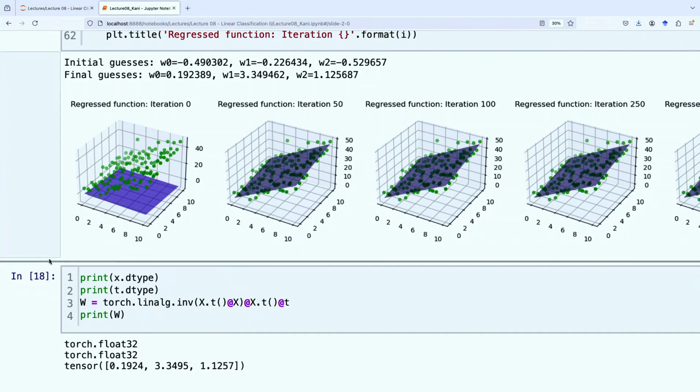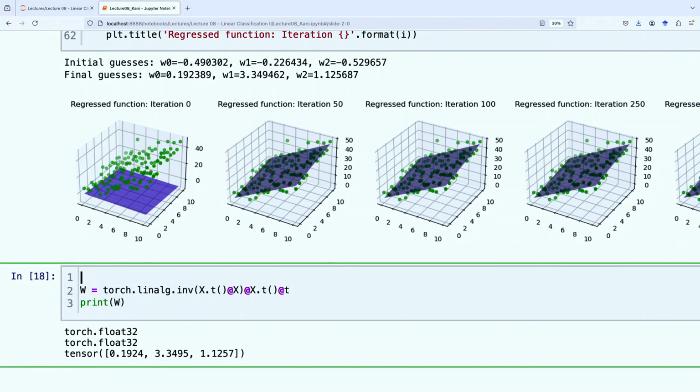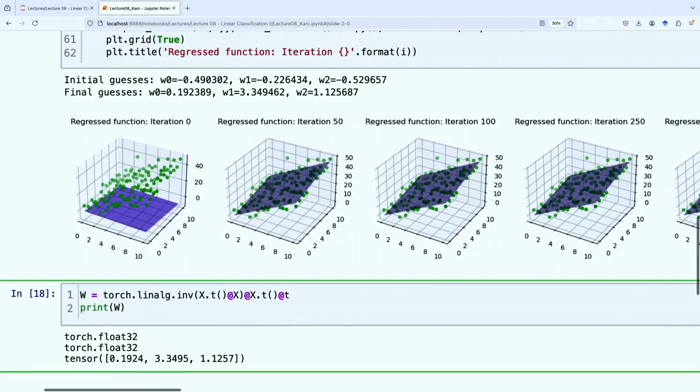Yeah. Oh, this was just me error coding yesterday. Oh man.